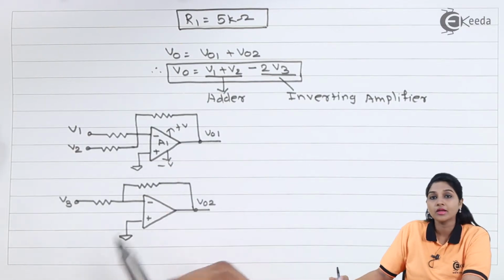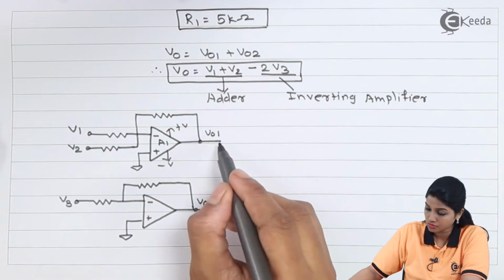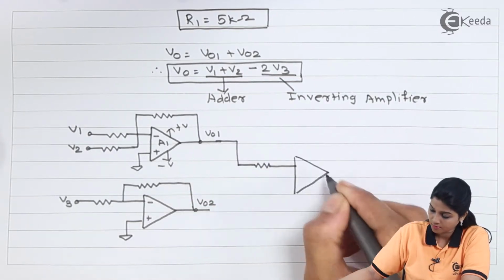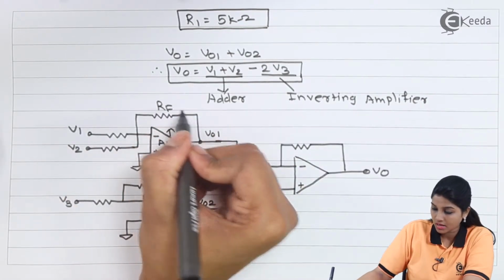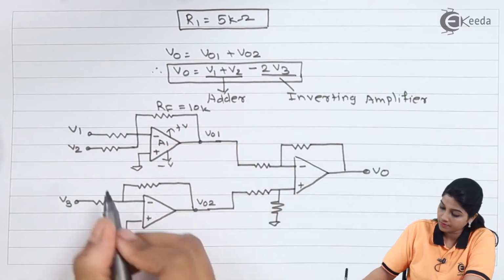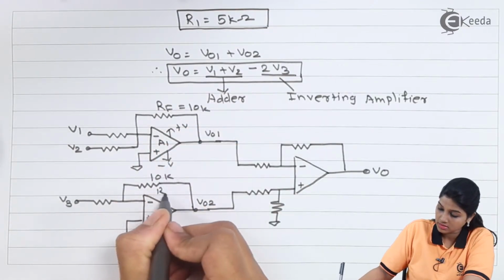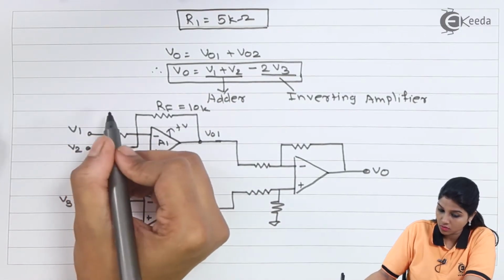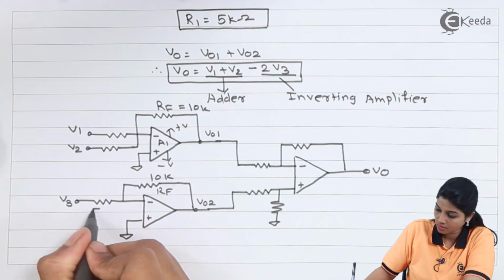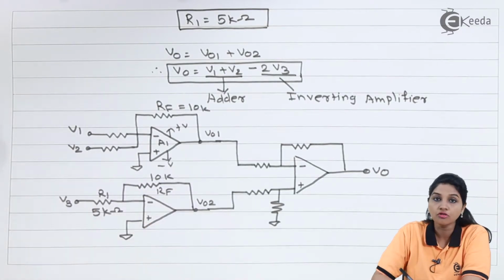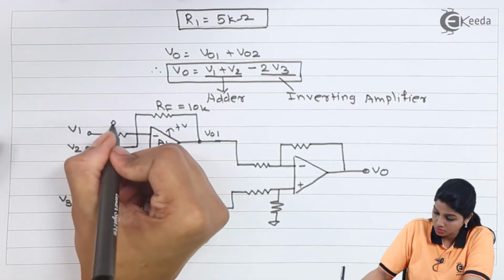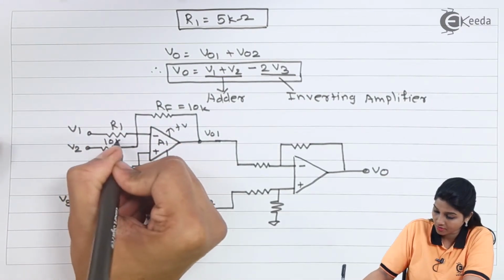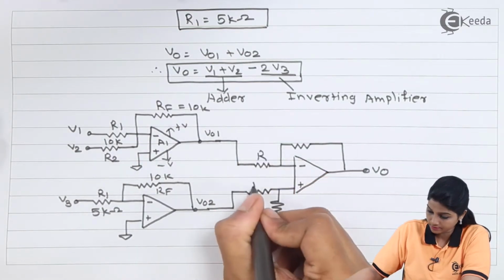Now both the outputs are applied to the subtractor because the sign present is negative. So this is RF, which is equal to 10k. This is also 10k as this is RF. This is equal to 5 kilo ohms, which is R1 for the inverting amplifier, and for the adder circuit we are using two values, that is R1 and R2, which are equal to 10 kilo ohms. So this is R1, R2, each having a value of 10k.